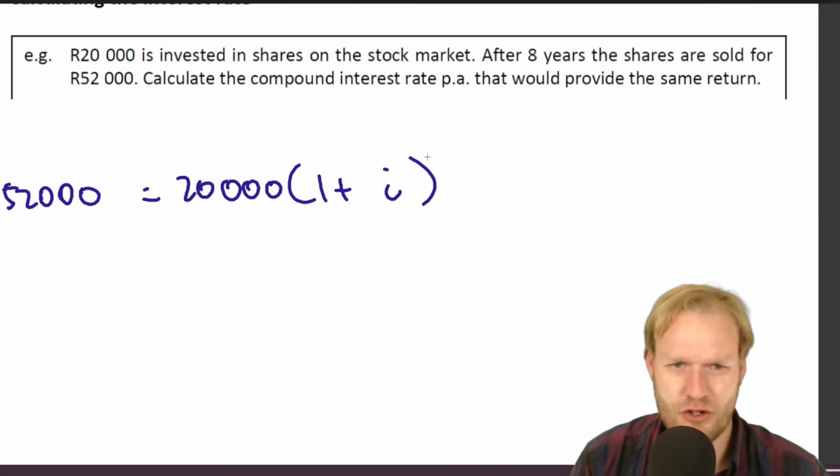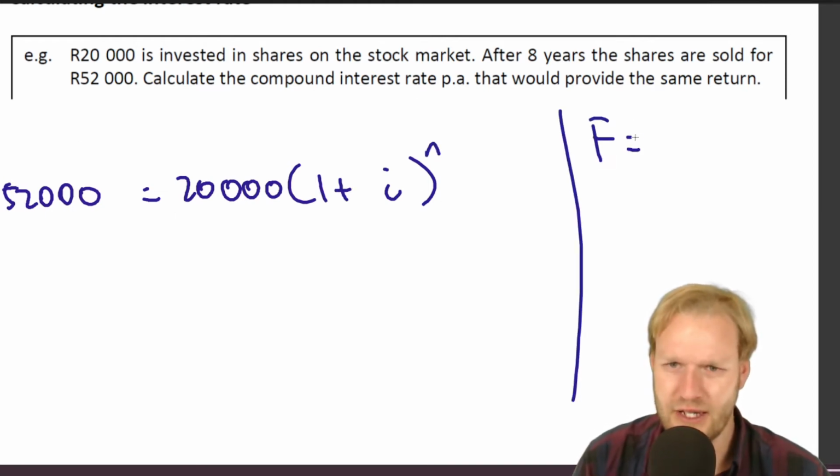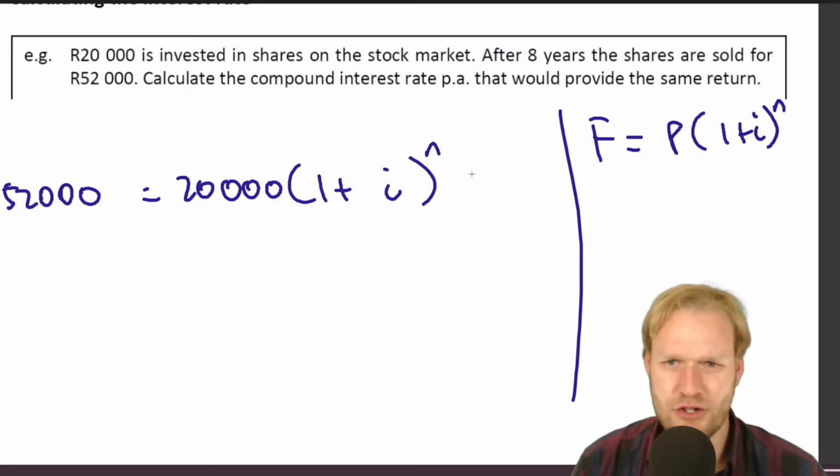So 1 plus i to the n. That's our general formula. Remember that F equals P(1 plus i)^n. So all we have to do is work backwards. What's n? How many years? Well, there are 8. We're going effective interest rate annually, so therefore we can do that.